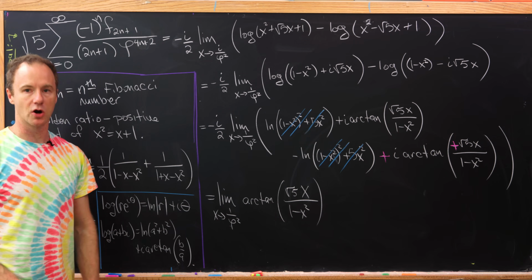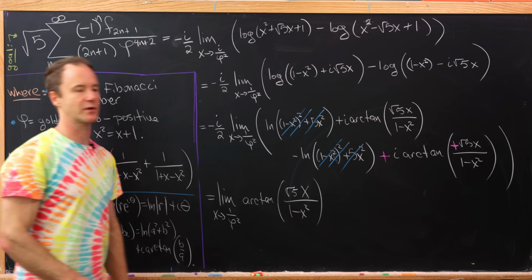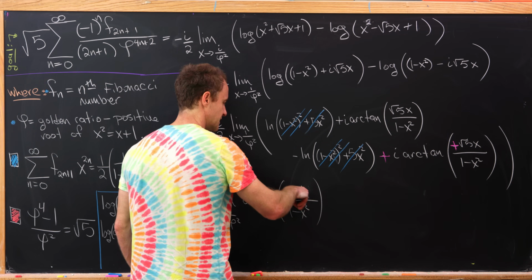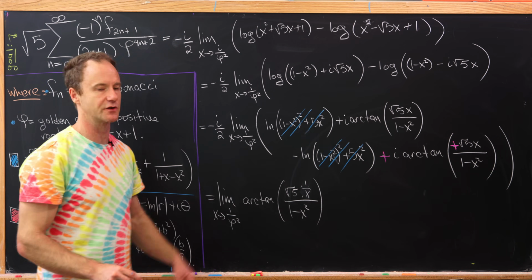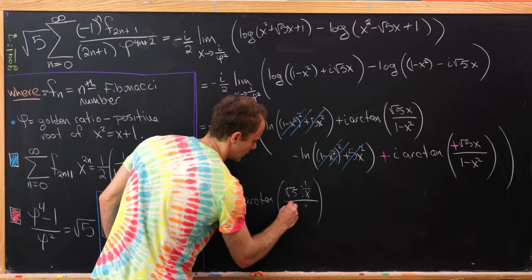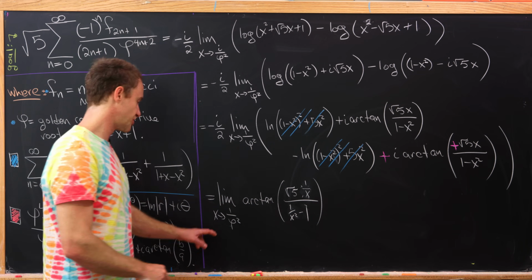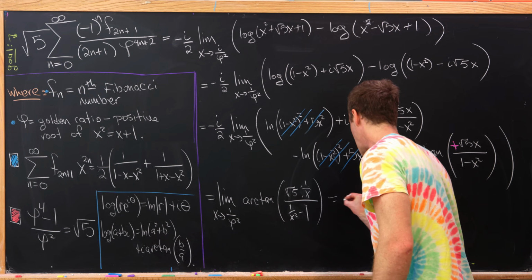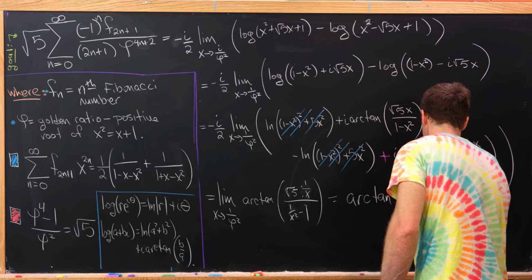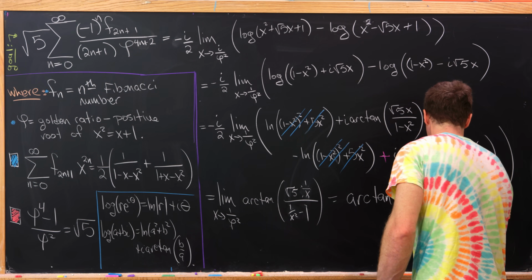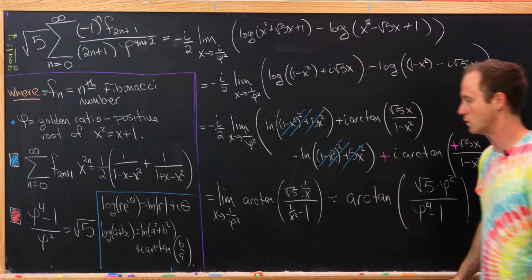But now I'm going to take this argument of the inverse tangent and multiply the numerator and the denominator by 1 over x squared. So that's going to change this to 1 over x there, because we'll have x over x squared. And then this will be 1 over x squared minus 1. So now pushing this limit inside, we'll have the arctan of the square root of 5 times, this will be phi squared over phi to the 4th power minus 1.